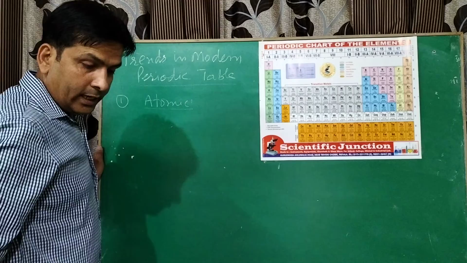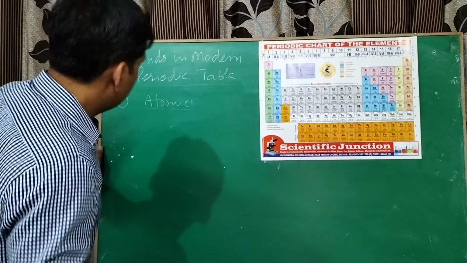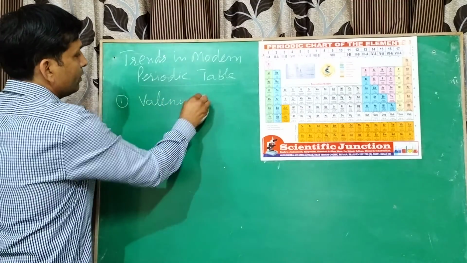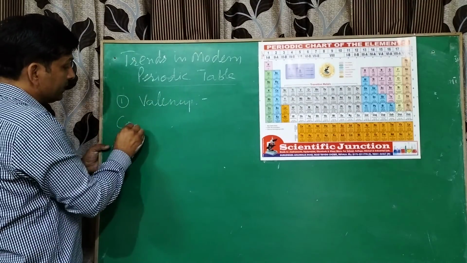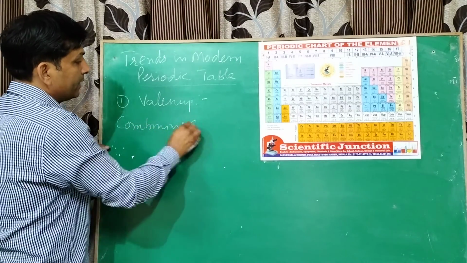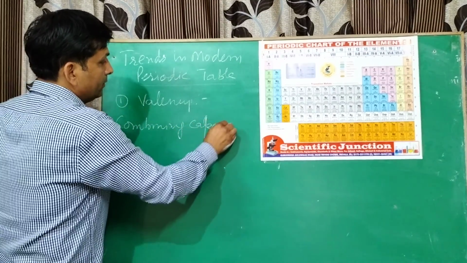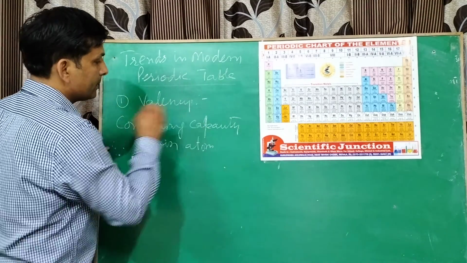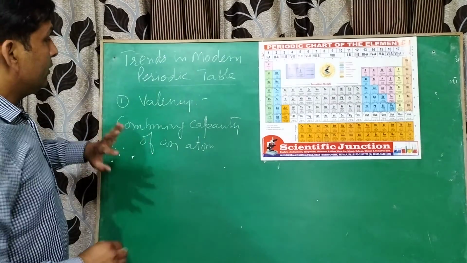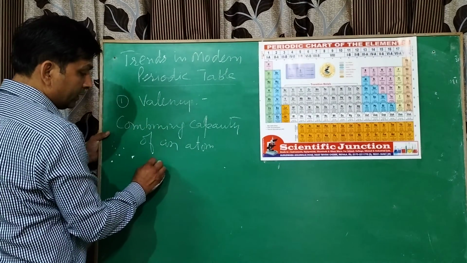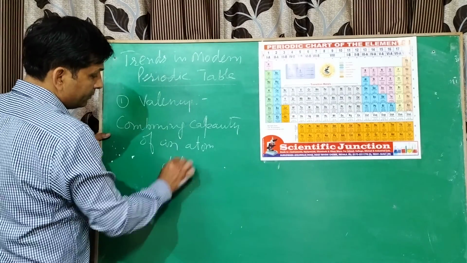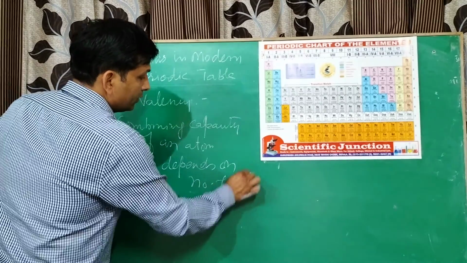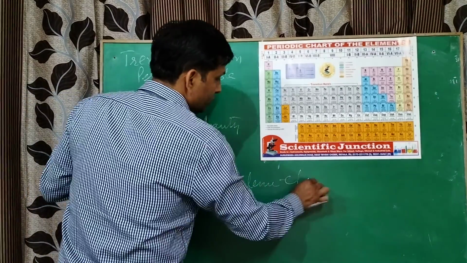trends. Now let us discuss the first trend, that is valency. Valency is the combining capacity of an atom or element. This depends upon the number of valence electrons.